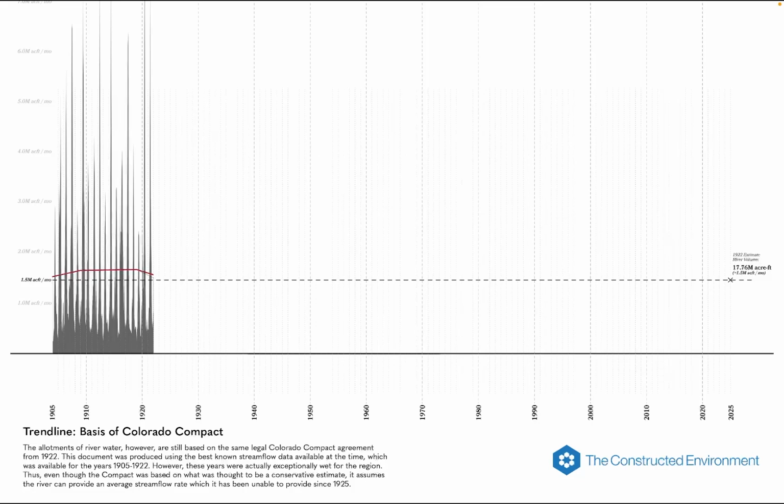This document was produced using the best-known streamflow data available at the time, which was available for the years 1905 to 1922. However, these years were actually exceptionally wet for the region. Thus, even though the compact was based on what was believed to be a conservative estimate at the time, it assumes that the river can produce an average stream flow rate, which it has not been able to match since 1925.